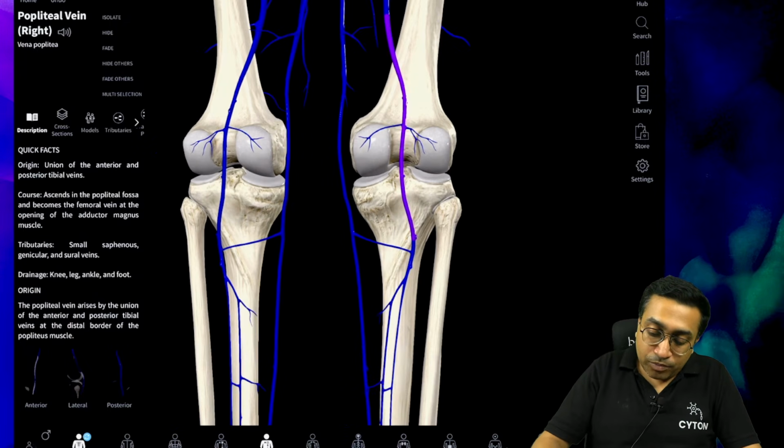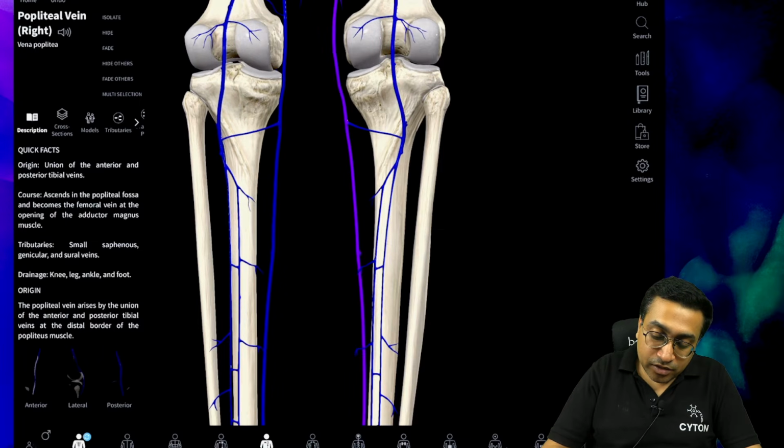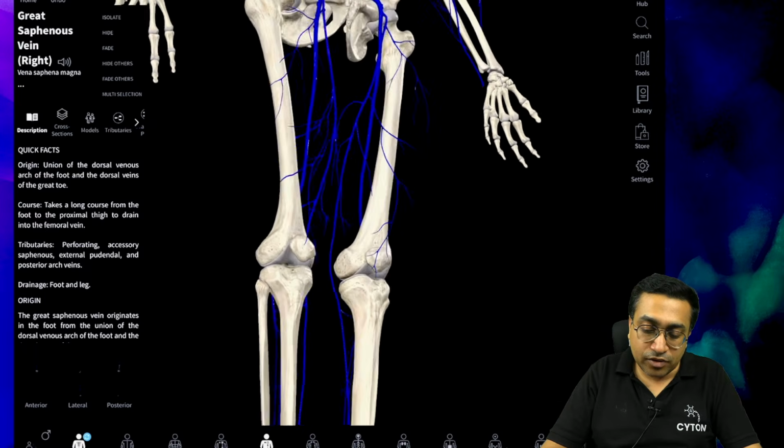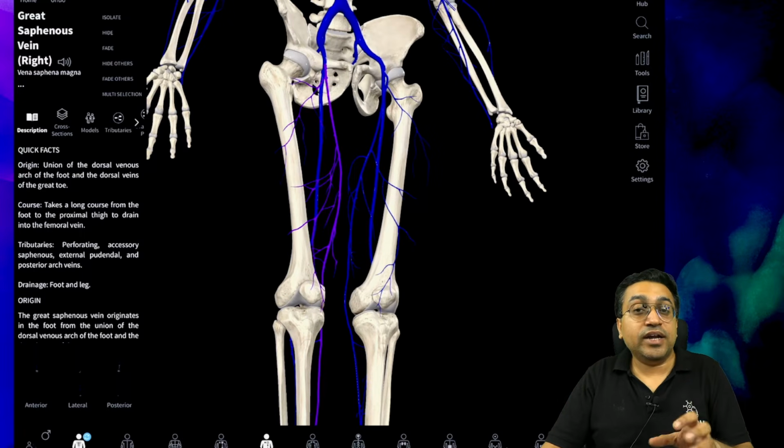Now popliteal vein which will be taking, one more thing, if you can see a very important and famous vein which we will discuss in lower limb, that is the great saphenous vein.